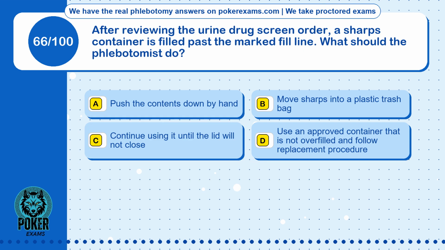Question 66. After reviewing the urine drug screen order, a sharps container is filled past the marked fill line. What should the phlebotomist do? Option A. Push the contents down by hand. Option B. Move sharps into a plastic trash bag. Option C. Continue using it until the lid will not close. Option D. Use an approved container that is not overfilled and follow replacement procedure.